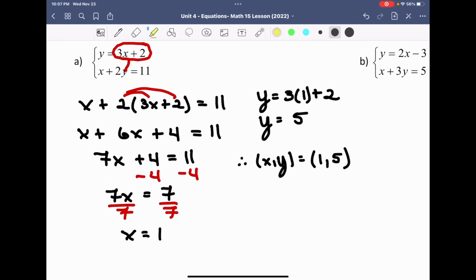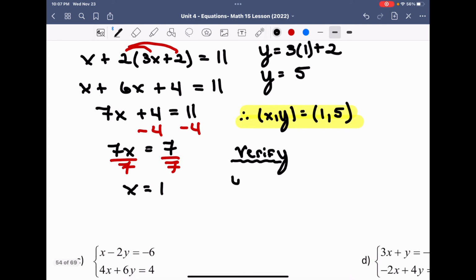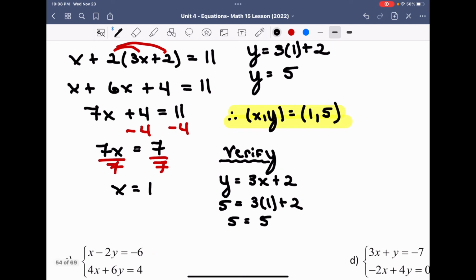There we go. Now, we could check this solution by plugging it into both equations. So just to show you what it means to verify or check, if we want to verify that this is the solution, we have to plug it in for both equations. Meaning, I'm going to start with my first equation. We had y is equal to 3x plus 2. When I plug in x and y, I have 5 is equal to 3 times 1 plus 2. Therefore, 5 is equal to 5. So perfect, we've proved it.